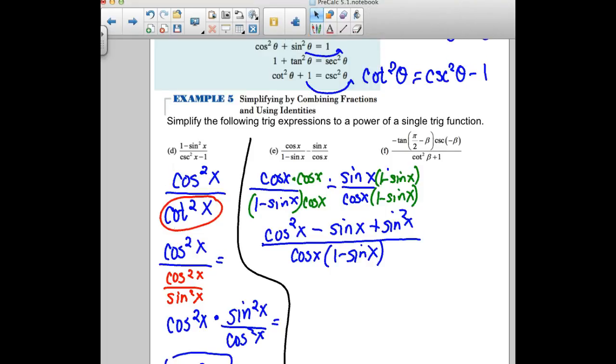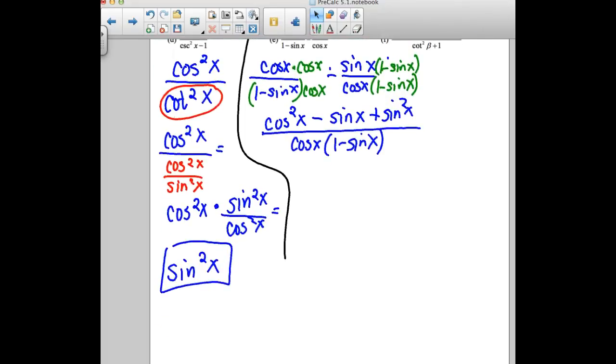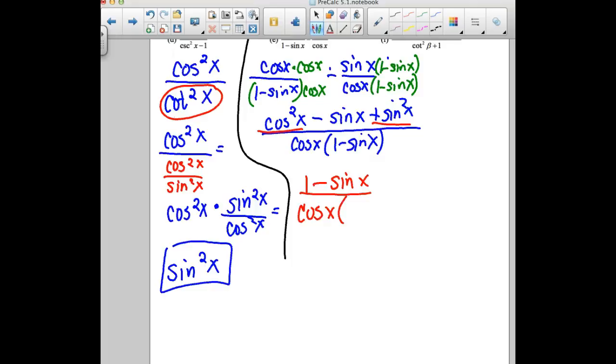Looking at the numerator, notice that there is a cosine squared and a sine squared that are being added together. These two pieces just add up to 1. Remember our Pythagorean identity, sine squared plus cosine squared is 1. So this becomes 1 minus our plain sine x over our denominator.